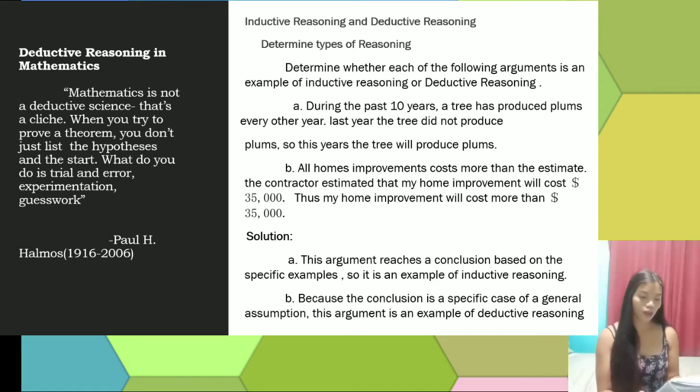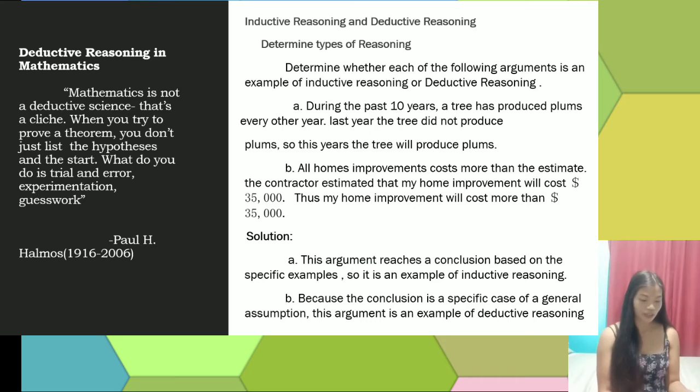B. All home improvements cost more than the estimate. The contractor estimated that my home improvement will cost $35,000. Thus, my home improvement will cost more than $35,000. Solution. A. This argument reaches a conclusion based on a specific example, so it is an example of inductive reasoning.